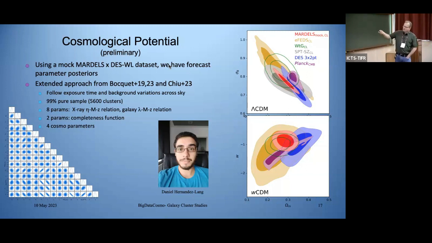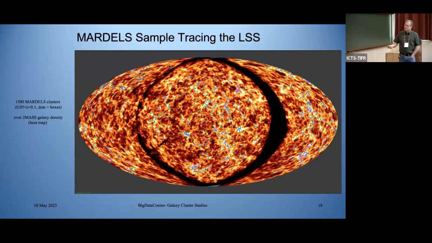Of course, in a forecast, you don't know where you lie in this space. We can only forecast the size of the constraints. And we're excited that if this works out, we should have some very nice constraints, but I don't have them today. Apologize for that. Here's a nice large-scale structure map from 2MASS galaxies, and these little points are the MARDLS clusters within the redshift range 0.05 to 0.1, showing, as is well known, that clusters trace the large-scale structure quite nicely.